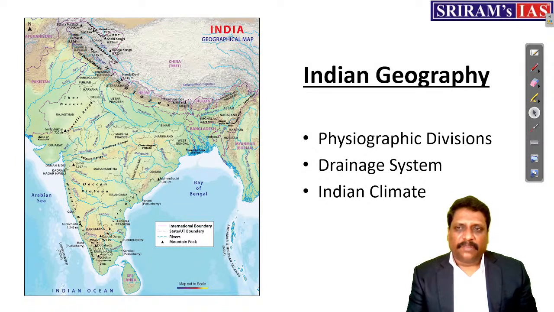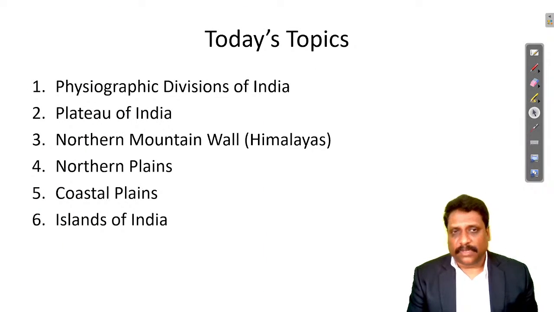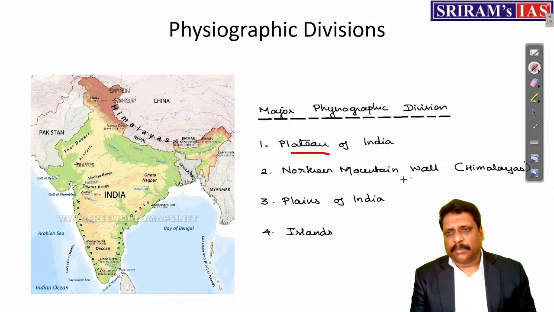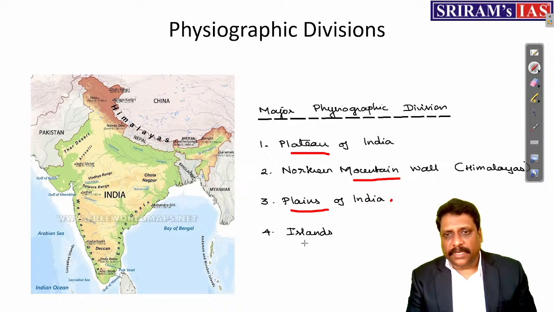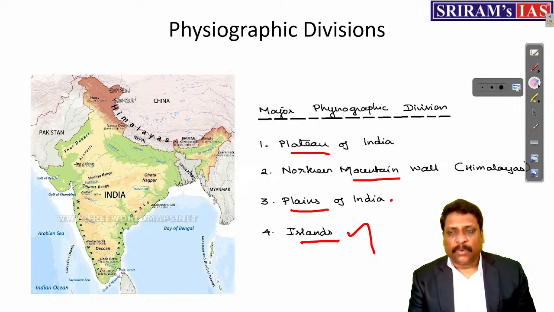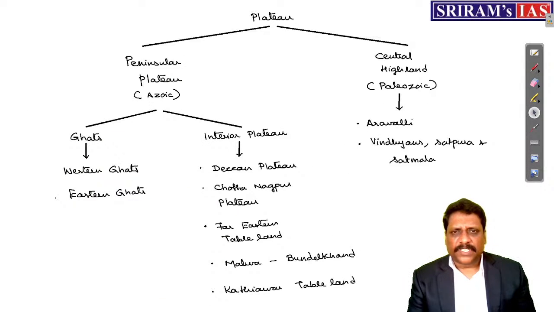Right, my dear friends, one by one. So first, I'll start with the plateau of India. Where all do we have the plateau of India? As I already said, the major physiographic divisions can be divided into plateau, northern mountain wall, that is mountain, plains of India, that is northern and coastal plains, both included in plains of India. Then comes island. So one by one, I have to take it and discuss in detail.